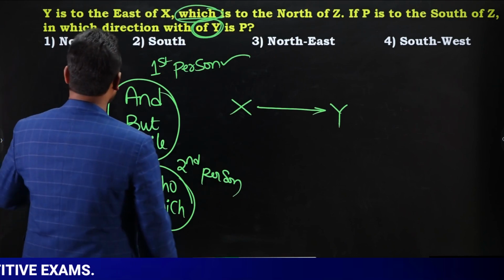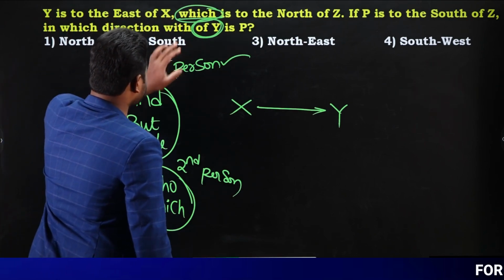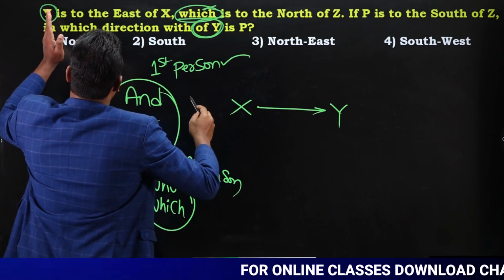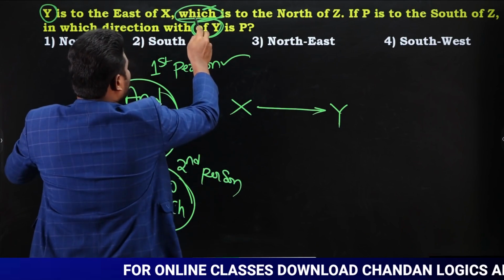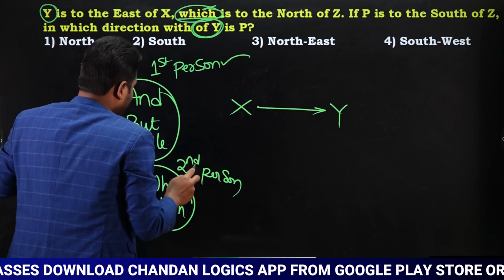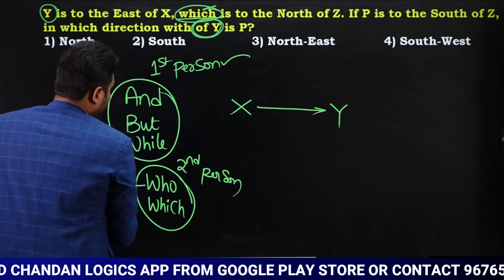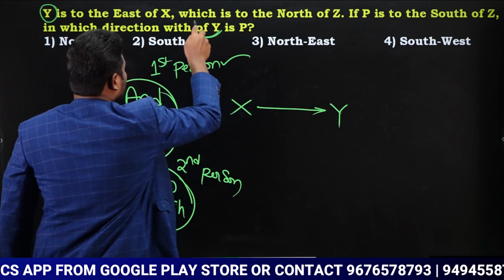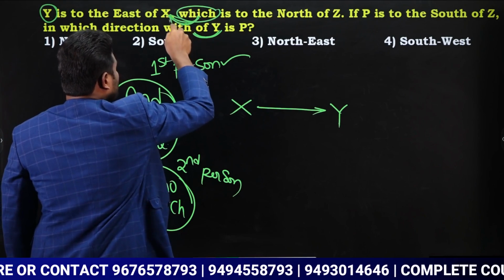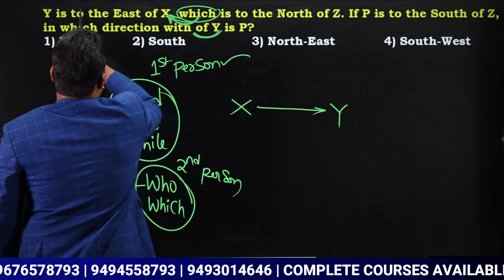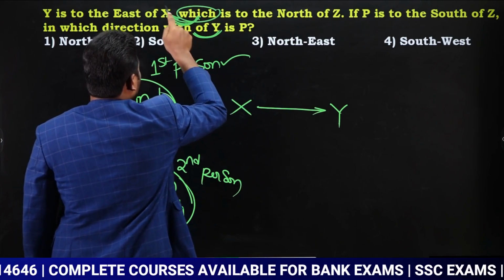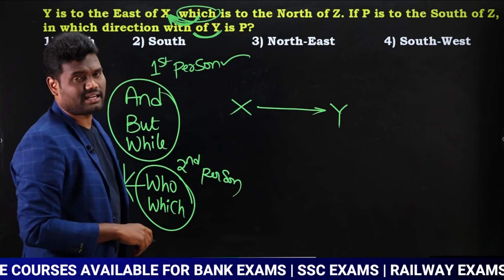Is that clear? Now if it is Y is to the east of X, and if this is "and", then you will take the first person. Or Y is to the east of X, but if this is "but", again you will take it as Y. If it is "while", again you will take it as Y. But if you get who or which, then you are supposed to take the preceding person. Now if you observe, you are getting which, so you are supposed to take the preceding person. So Y is to the east of X, which means the preceding person is who? X. Is that clear?